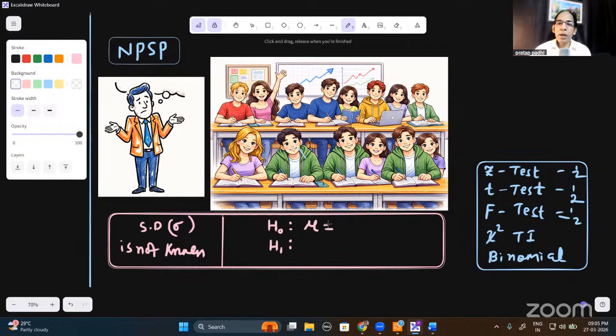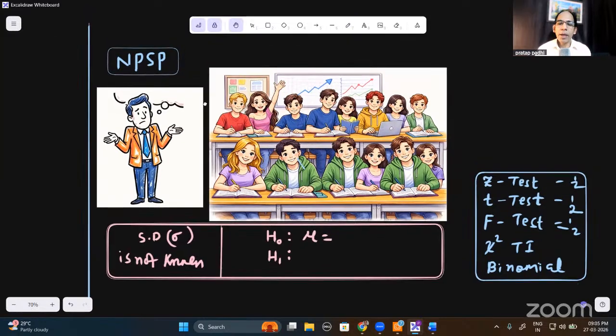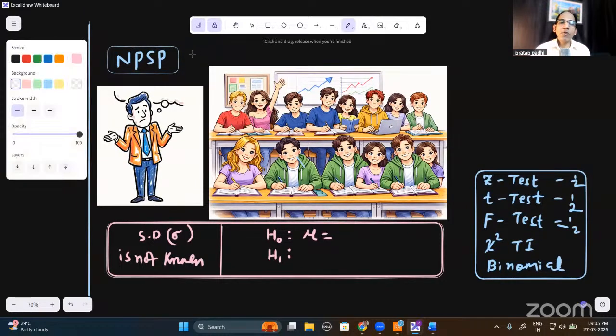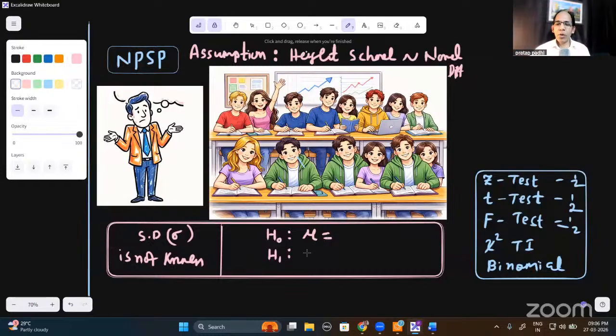So here, what is our assumption? Let me write my assumption. Height of the students, not in the classroom, height of the students in the school follows a normal distribution. In that case, we'll be able to apply the T distribution. So we have to check heights.